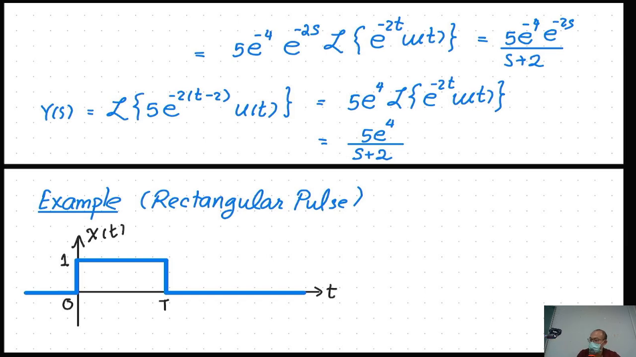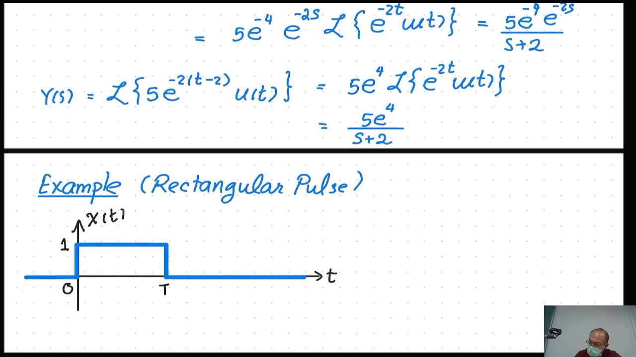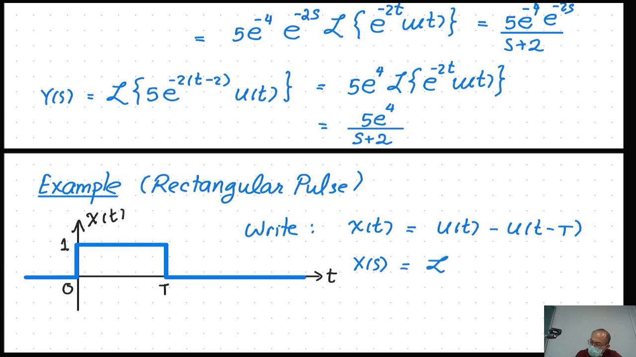You have two ways to do it. Either use the definition of the Laplace transform or use the properties that we have seen before. Now I'm going to use the properties. So I'm going to start by writing x as u(t) minus u(t minus capital T). So X(s) would be the Laplace of u(t) minus the Laplace of u(t minus capital T). Now this is from the linearity property.